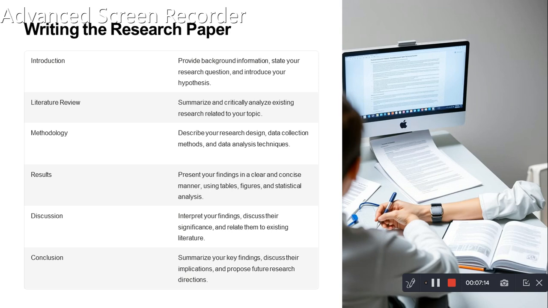Okay, introduction: provide background information. For lung cancer, you should mention the symptoms as well as the statistical report of lung cancer patients. That will give some impact to our research.